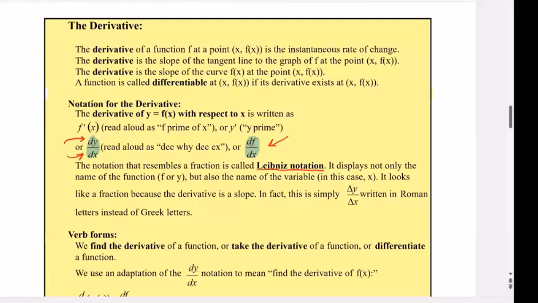Notice that the numerator, the top of the fraction, tells me what I'm taking the derivative of, and the bottom of the fraction is giving me my independent variable. In this case, it's x. It looks like a fraction because the derivative is a slope. In fact, this is simply the change in y over the change in x.